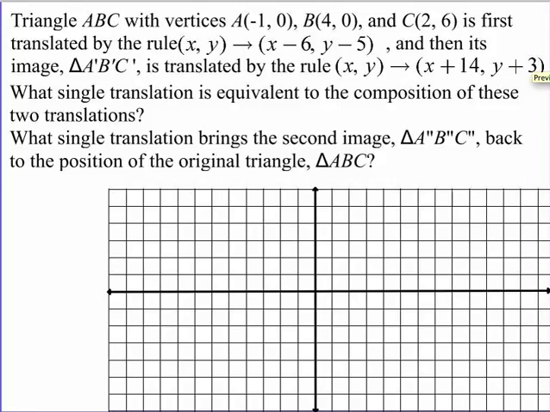I don't know if you'll necessarily need to write this down or if you just pay attention. It says triangle ABC with vertices A (-1, 0), B (4, 0), and C (2, 6). So I'm going to go ahead and plot those. Here is A. Okay, B is right here, and C is right here.